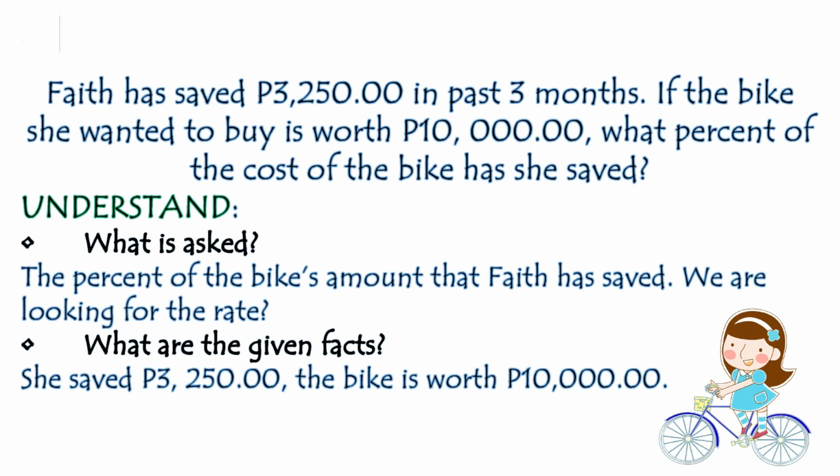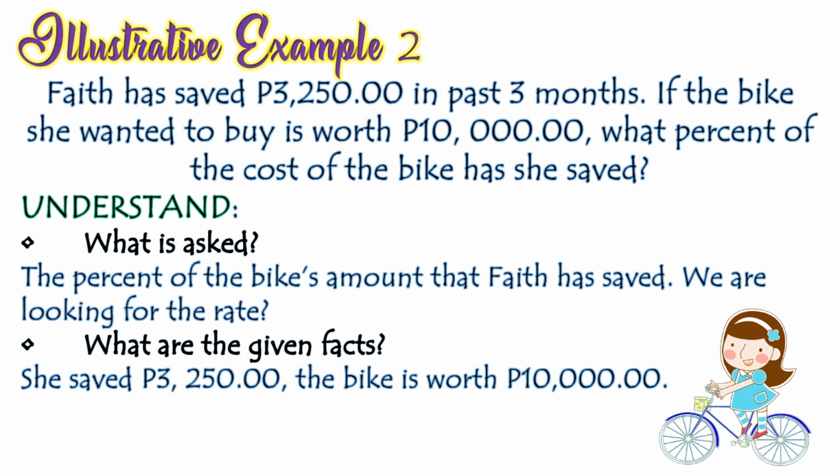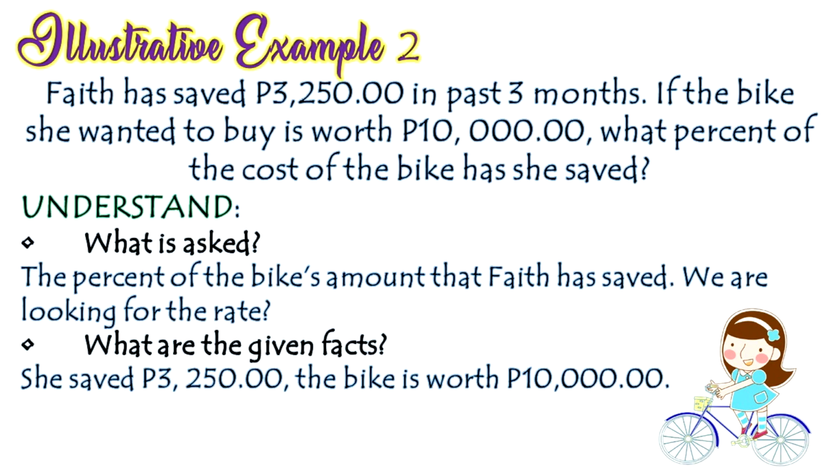Okay, this is the next illustrative example. Faith has saved 3,250 in the past 3 months. If the bike she wanted to buy is worth 10,000, what percent of the cost of the bike has she saved? Let's understand the problem first. What is asked? The percent of the bike's amount that Faith has saved. We are looking for the rate. What are the given facts? She saved 3,250, but the bike is worth 10,000.